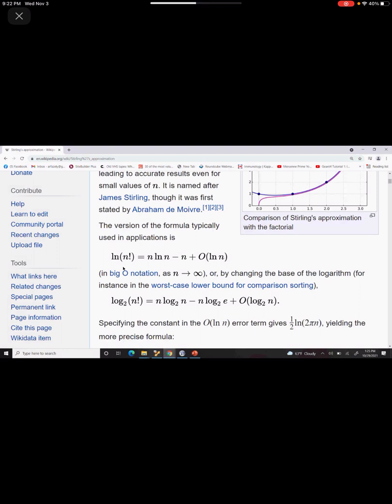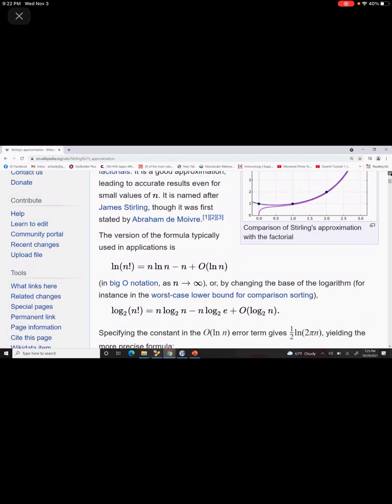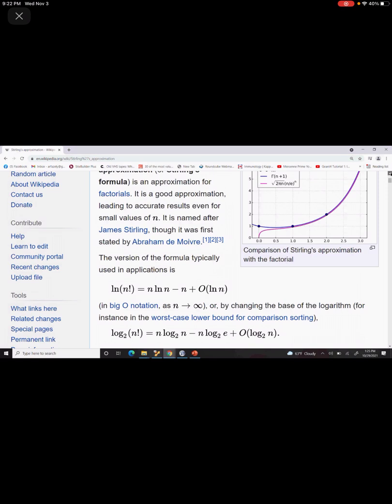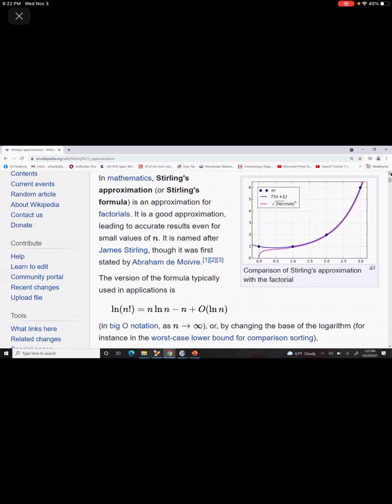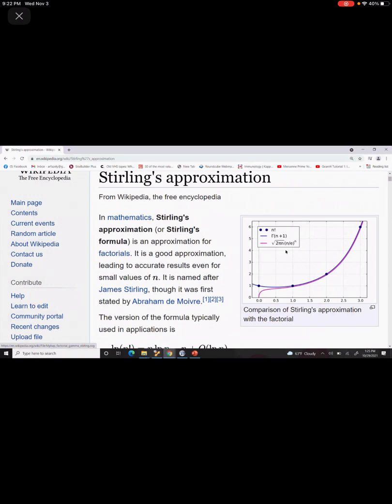Okay. So here, as you see, it has the n factorial itself, and then it has gamma. This is also advanced math. I don't want to get into it. And this line is the Stirling formula, or Stirling approximation, as you see here, the red one. For small ones, it's not good, and then it goes up and becomes more and more accurate. Comparison of Stirling's approximation with the factorials. Okay. All right.